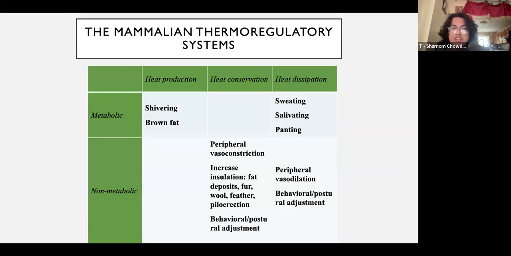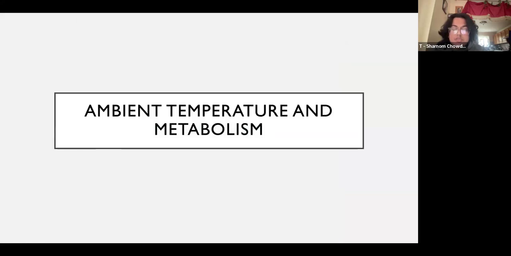So, the mammalian thermoregulatory systems. For humans, we shiver, we sweat, we salivate, we pant. That all either produces heat or releases heat. Then we also have heat conservation within us: behavioral, postural adjustments, whether we hug ourselves, etc. Fat deposits, fur in other animals, wool, feathers, etc., all help increase insulation. And then also our vasculature as well. So even mammals have different ways to maintain temperatures.